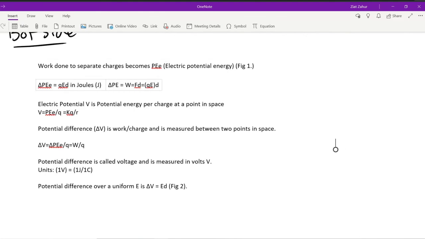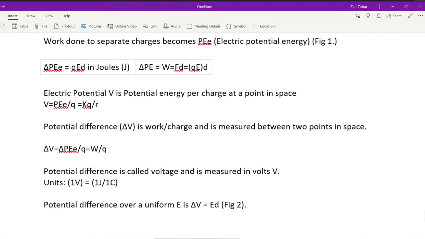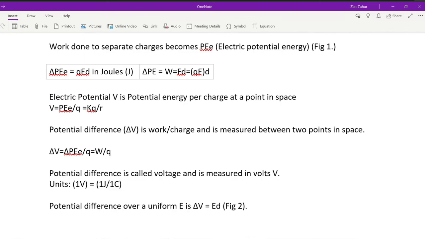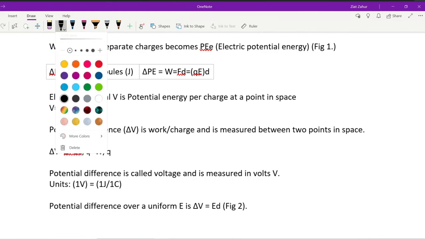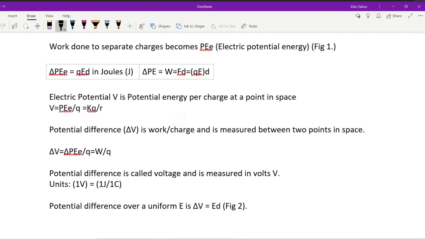I should add some tick marks and stuff, so let me do that. Okay. So bullet point here, bullet point here, bullet point here, here, here. Ooh, I don't like all these red things.